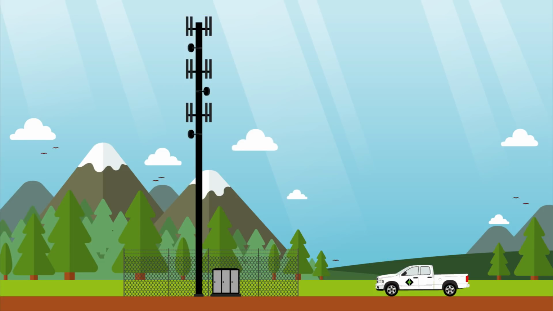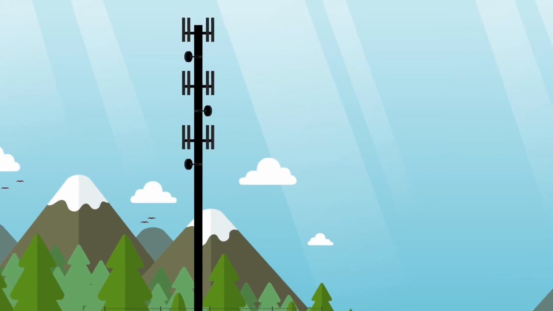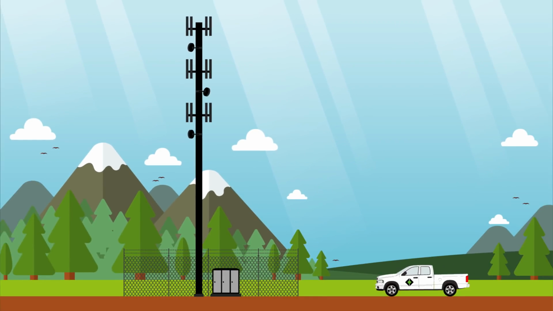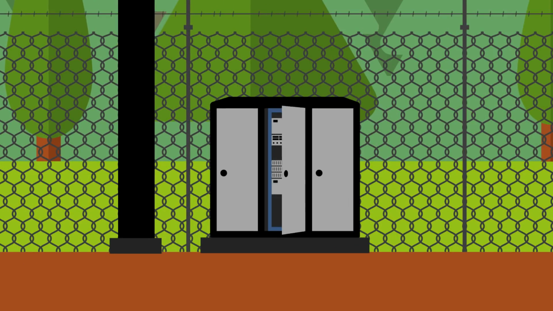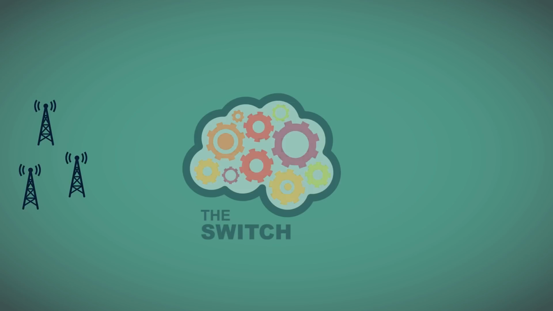Each cell site is composed of antennas connecting back to the equipment shelter. Antennas are mounted to calculated specifications in order to provide optimal coverage of the surrounding area. Inside the equipment shelter, you will find the equipment used to monitor incoming and outgoing calls for the individual cell site. Groups of cell sites are connected back to what is known as the switch.